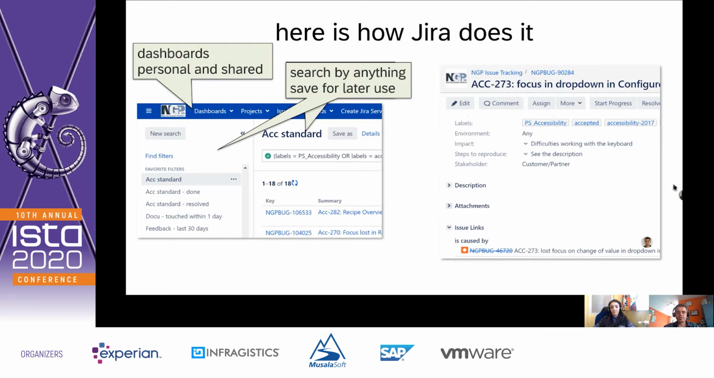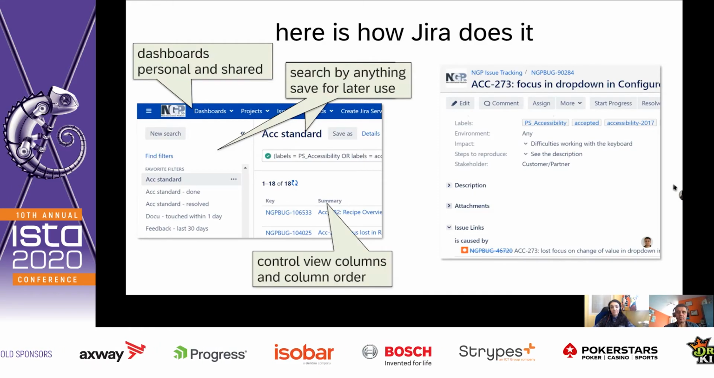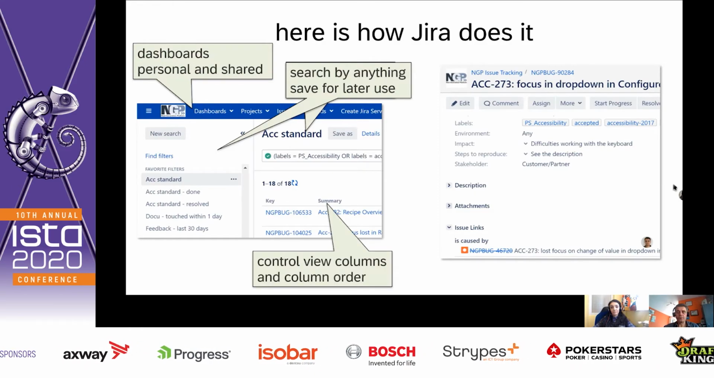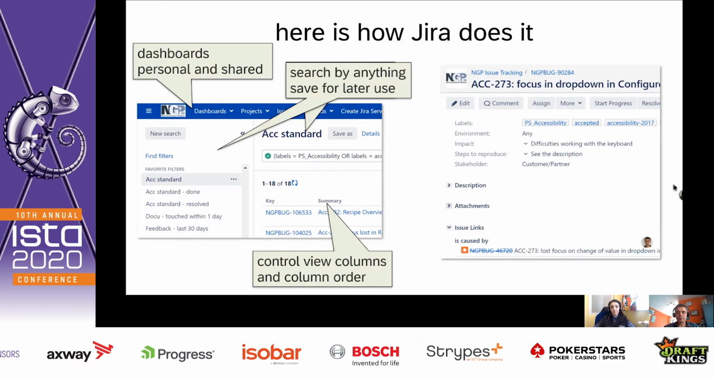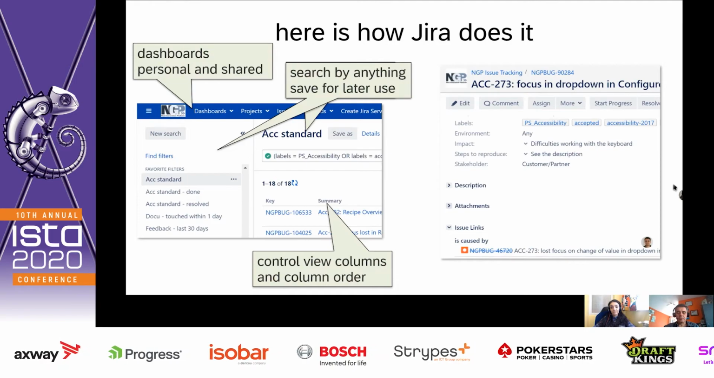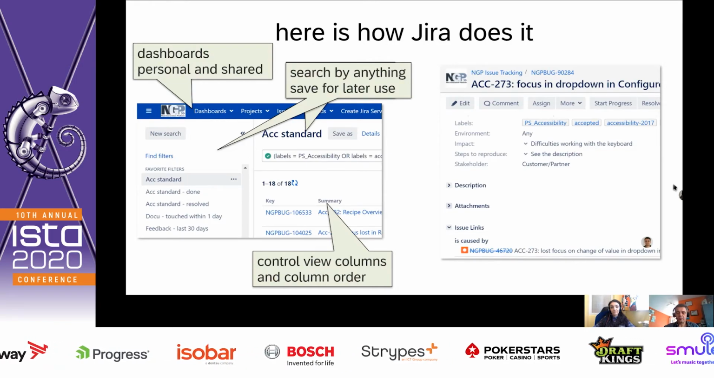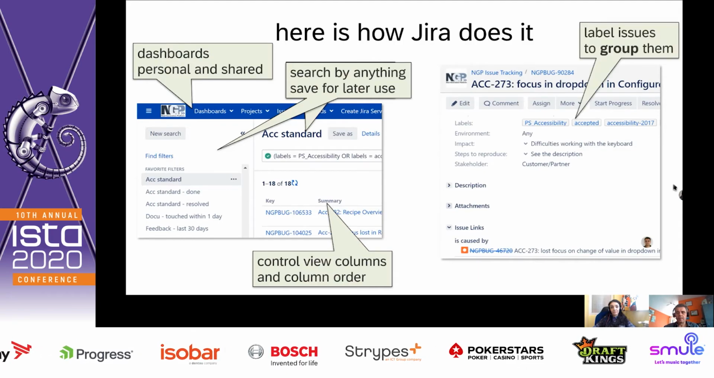Jira allows you to search for various items by almost anything. And more importantly, you can save the searches for later use so that you can access them more easily. Jira allows you to control the view in which you look at the items, and you can arrange the columns. You can pull the columns that you want and hide the columns that you don't want.